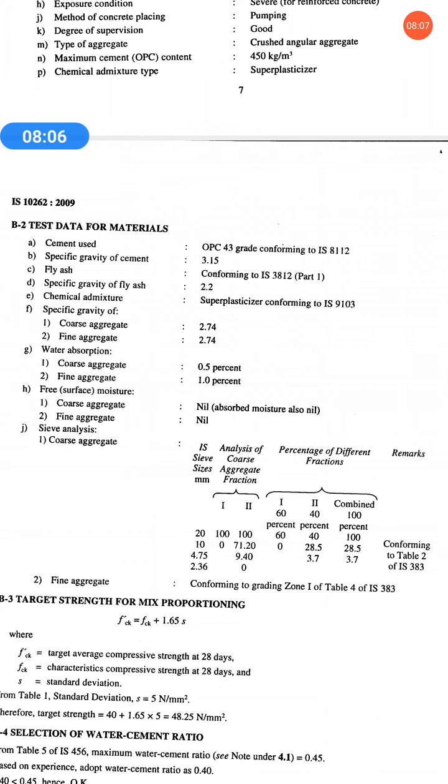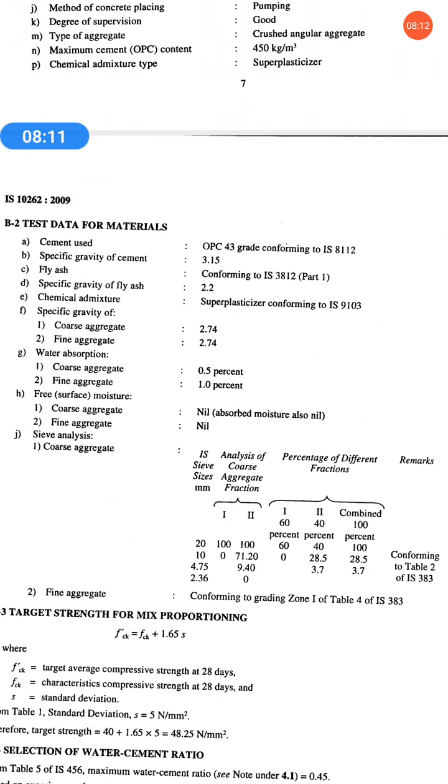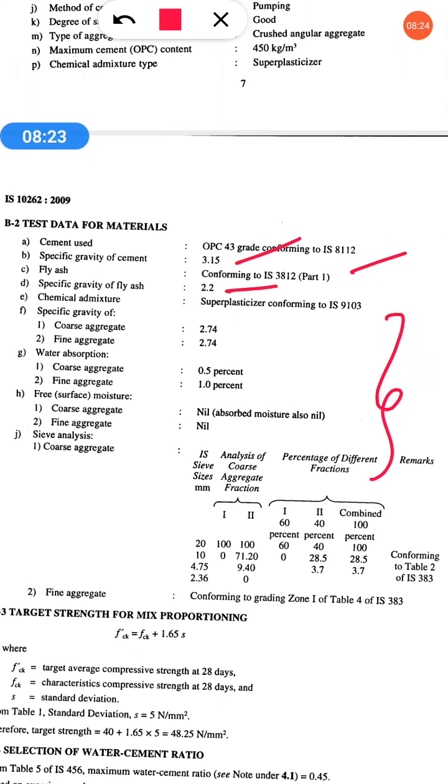Okay, so test data for the materials will also be given to you: which cement it is, specific gravity of cement, everything will be provided in the question only. 3.15. Fly ash, specific gravity of fly ash. So specific gravity of all the ingredients is given in this question only. Okay, sieve analysis is already given in this question, so everything is here. Fine aggregate conforming to grading zone 1 of table 4 of IS. So these are the test data for materials.